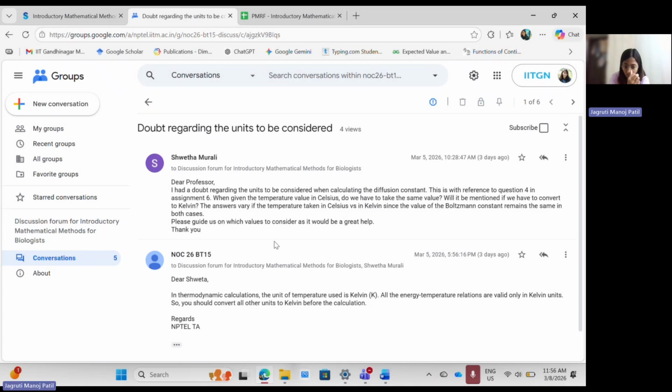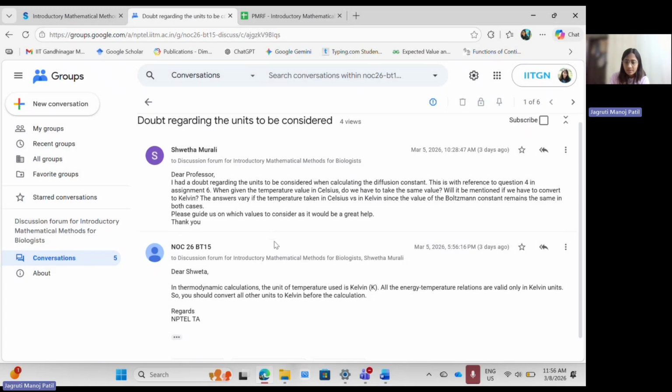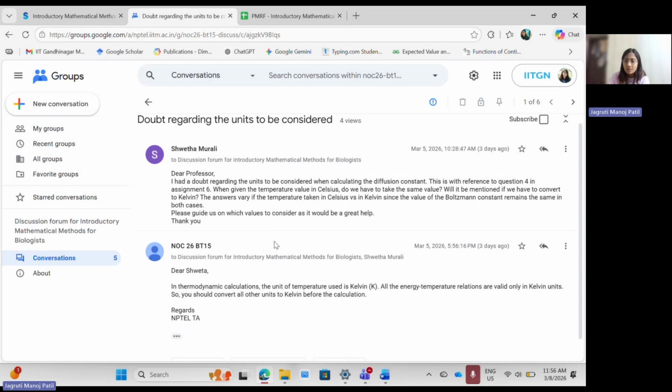So someone has a doubt for the questions. A doubt to be considered when calculating diffusion constant. This is in reference to question 4 in assignment 6. The values are given in Celsius. Do we have to take the same value?